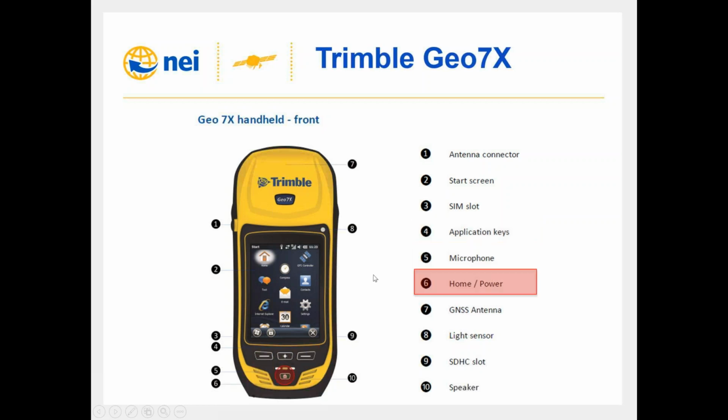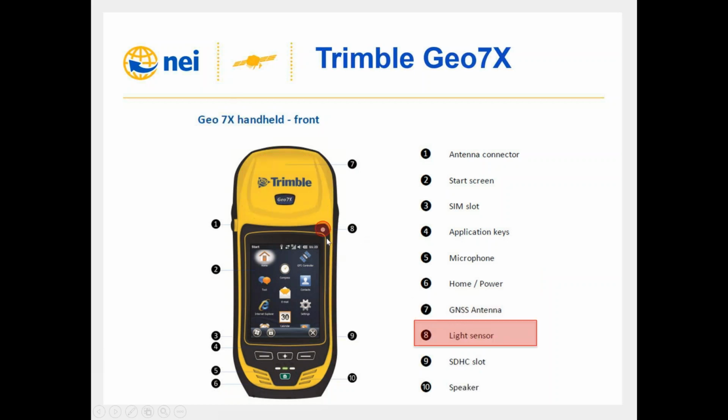I don't use the microphone. The home button here allows you to turn it on and off. It allows you to calibrate the screen, things of that nature, reset the device. The antenna's on the top.